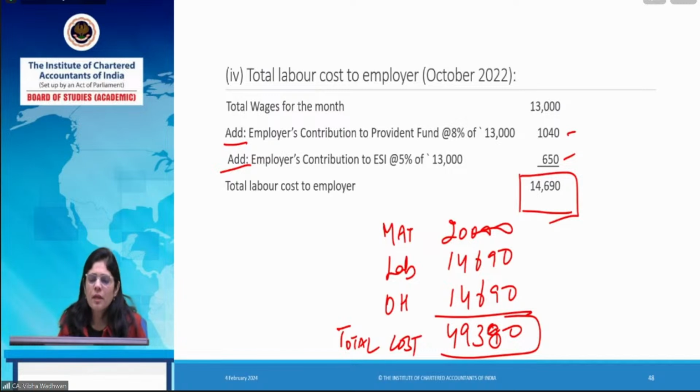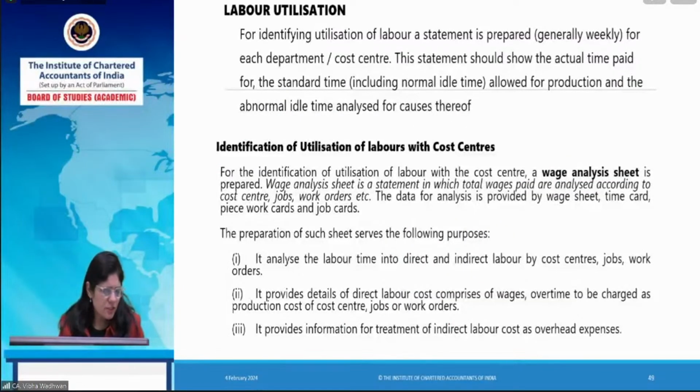All right. Let's move on, students. Labor utilization. See, in material, we did material consumption, like how much material is consumed. Similarly, how much labor is utilized. This information can be gathered in two ways. Number one, the information is gathered in the department, so the labor utilization in the entire department is accumulated. It will be noted on the basis of the time sheet, the job card, the time card, the employee card, in whatever ways it is available.